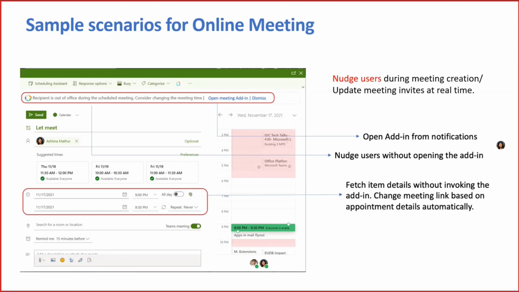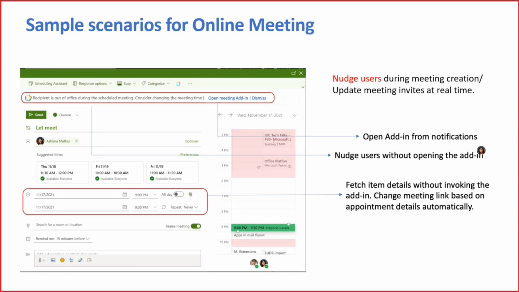Also for online meetings, in the event compose, there are certain interesting scenarios where you could nudge users during the meeting creation, or you could update meeting invites in real time if the user makes any changes. So it can open an add-in from the notification itself, or it could nudge the users without opening the add-in and make the entire experience smarter for those users.